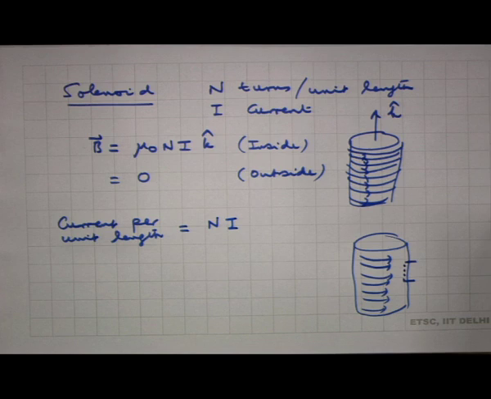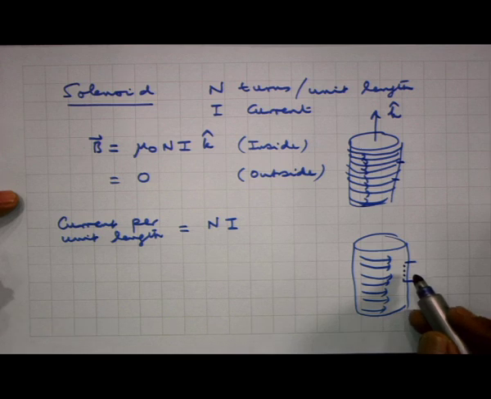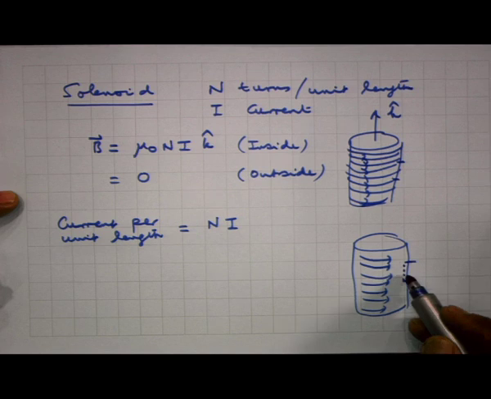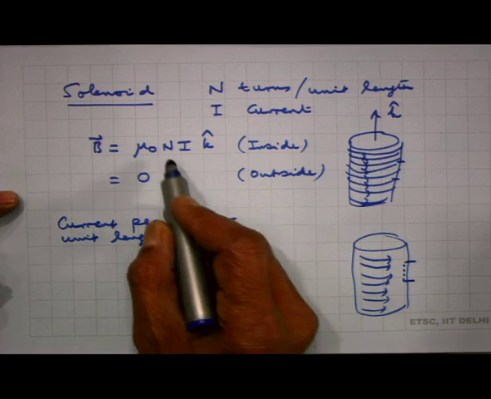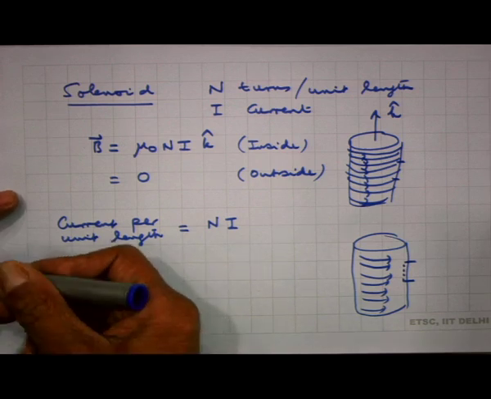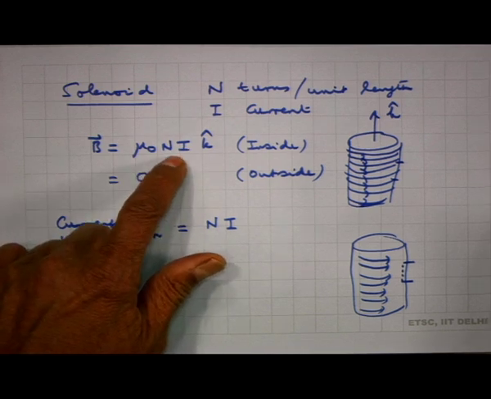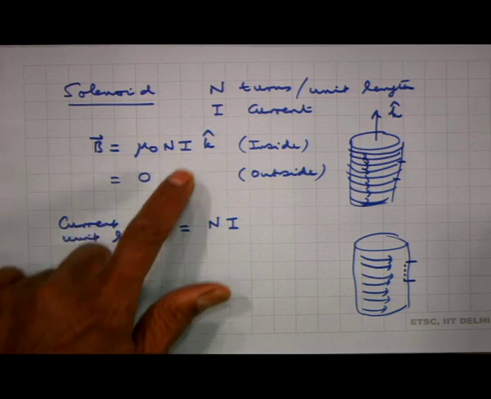Please note, if I take unit length of the solenoid, there will be n turns, each turn carrying a current I. So, the total current crossing a unit length in this direction is n times I. So, this n times I is nothing but current per unit length of the solenoid. So, the magnetic field produced by a solenoid is mu naught times current per unit length into k cap inside and 0 outside.